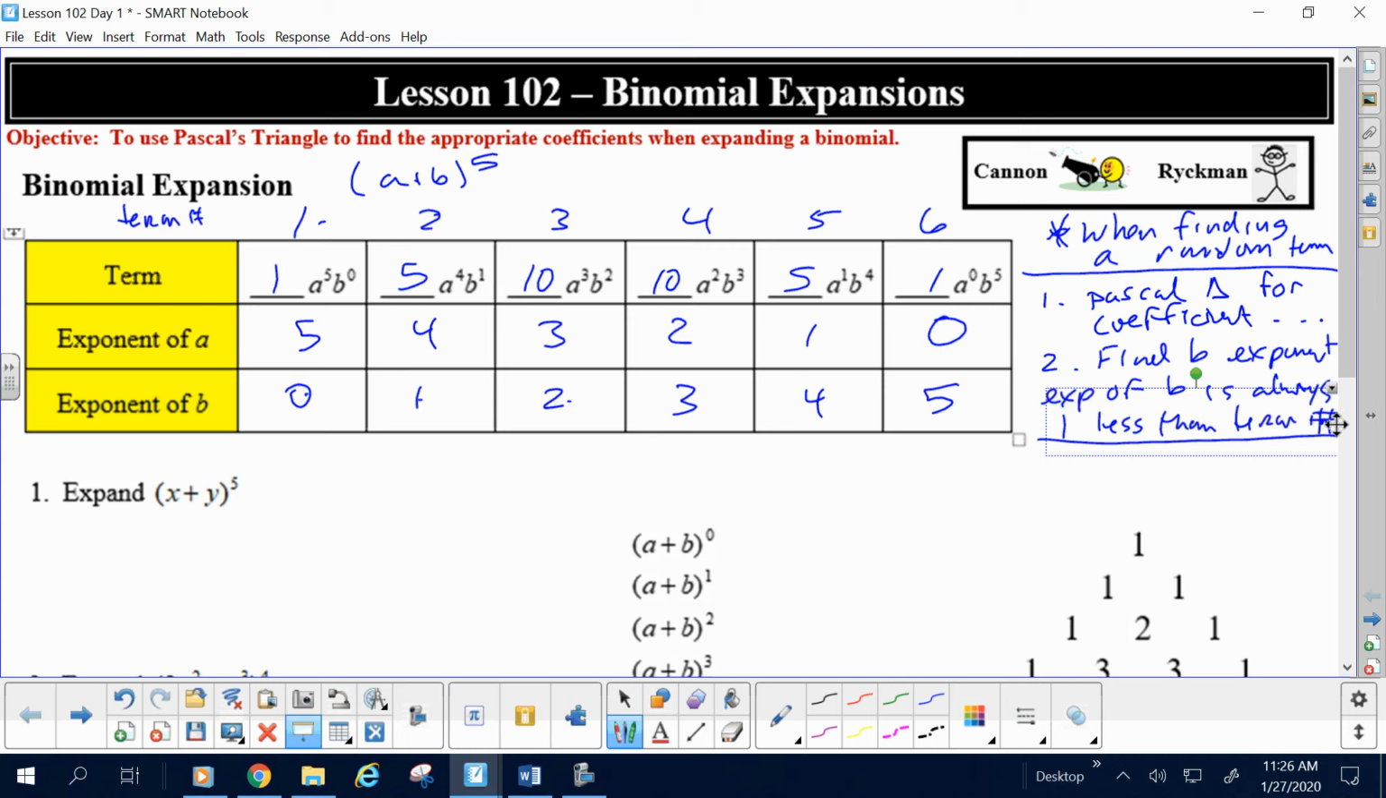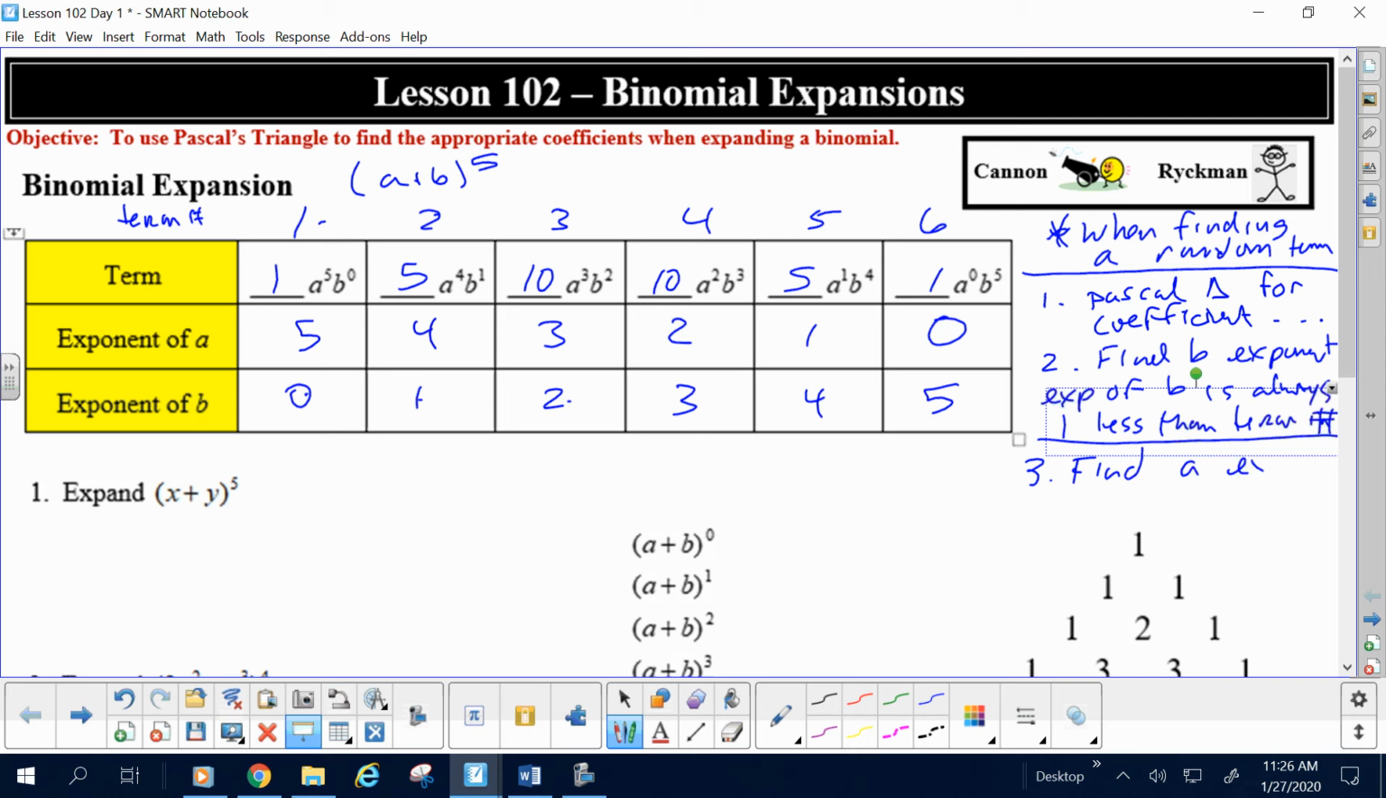So if I asked you for the 7th term of a plus b to the 20th, you'd say it's b to the... 7th term of a plus b to the 20th. The 7th term would be b to the 6th, right? Are you with me? Yeah. Okay. After you know the b exponent, you're going to need to know the a exponent.